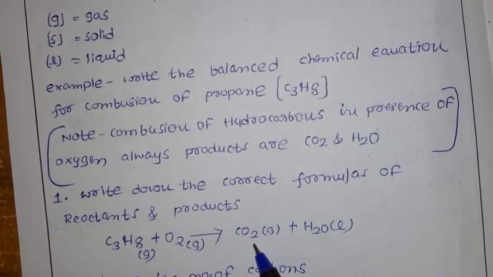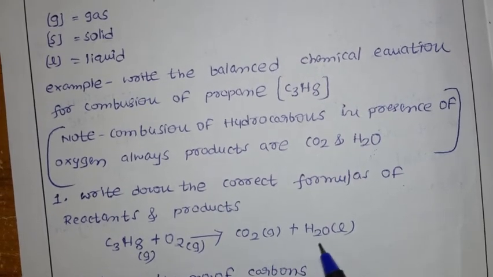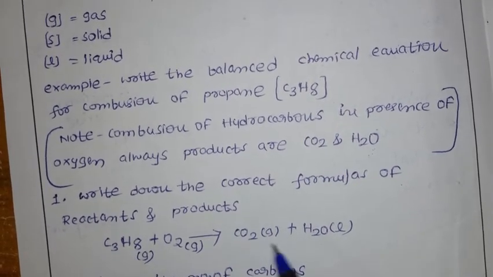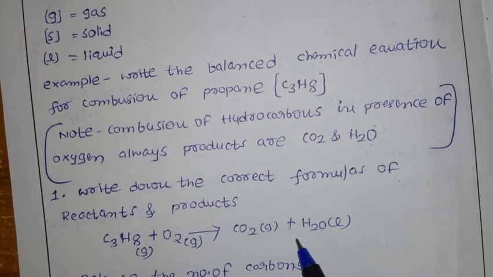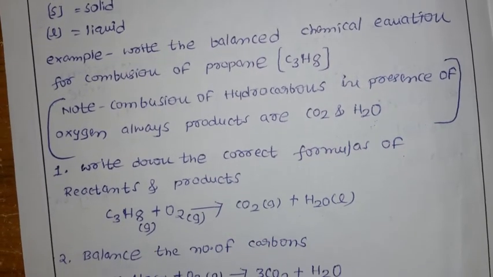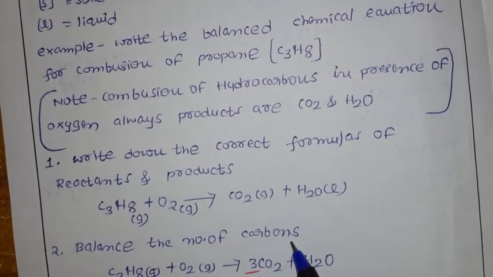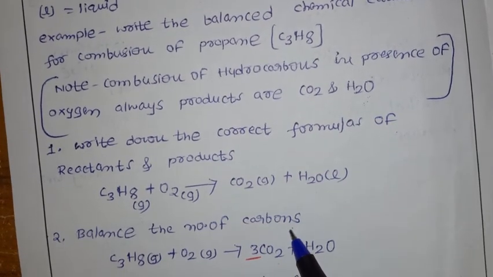After that you should come to know the products are what? Carbon dioxide and water. Okay. This is the correct formula of reactants and products. Second step is what? Balance the number of carbon atoms. Now you have to see the number of carbon atoms balancing.